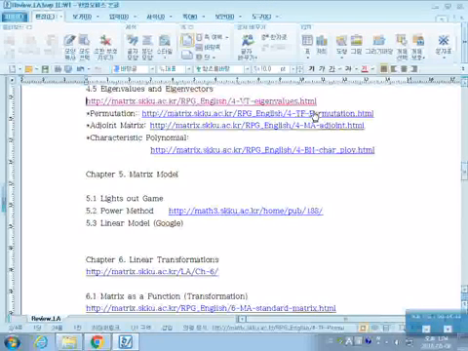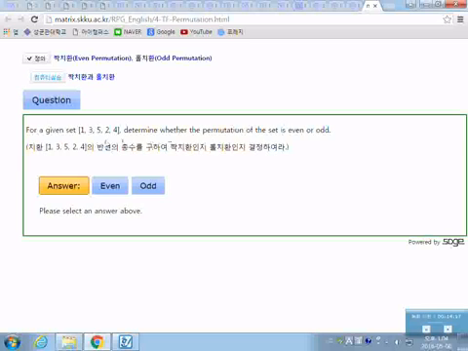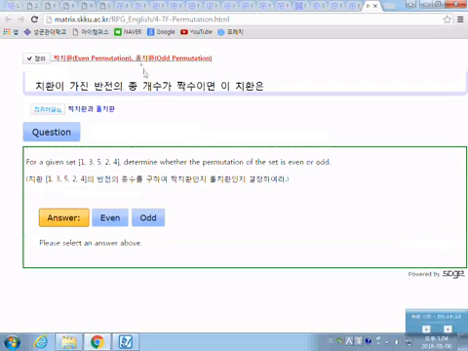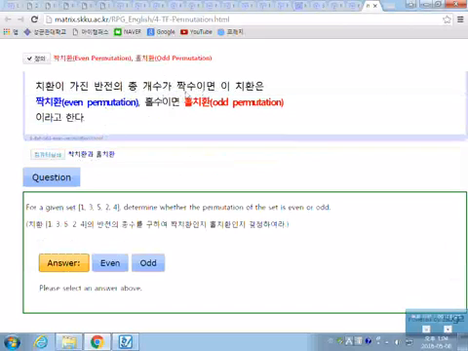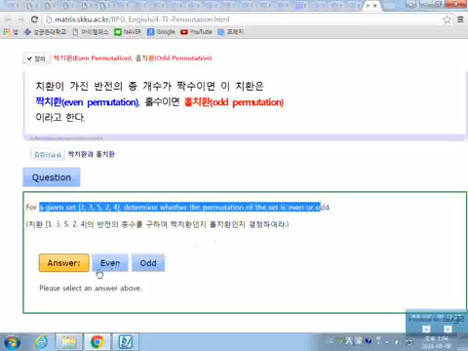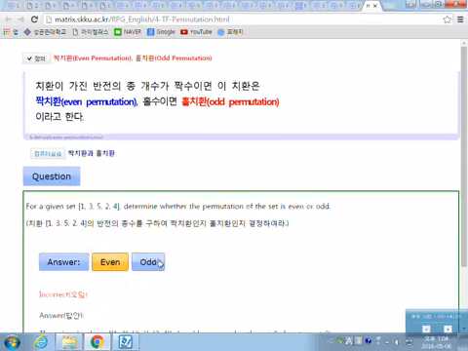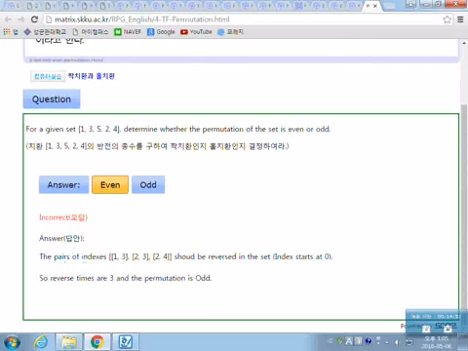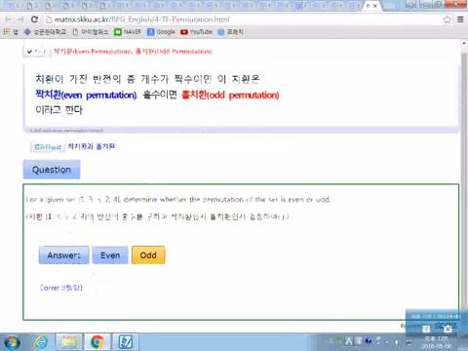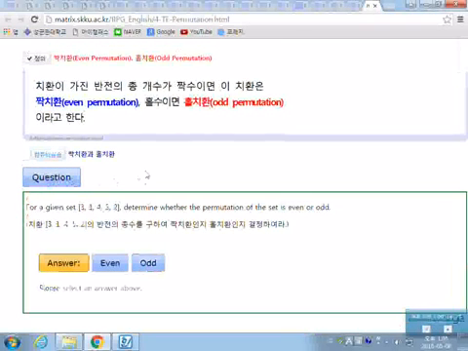And next is about permutations. There are even permutations and odd permutations, with their definitions, and for a given set we determine whether the permutation is even or not. So like this, it should be odd, because this is in the set. It's exactly 3, so this permutation should be odd. If we answer odd, we get it correct. Again, if you press this one, you can see it changes every time.